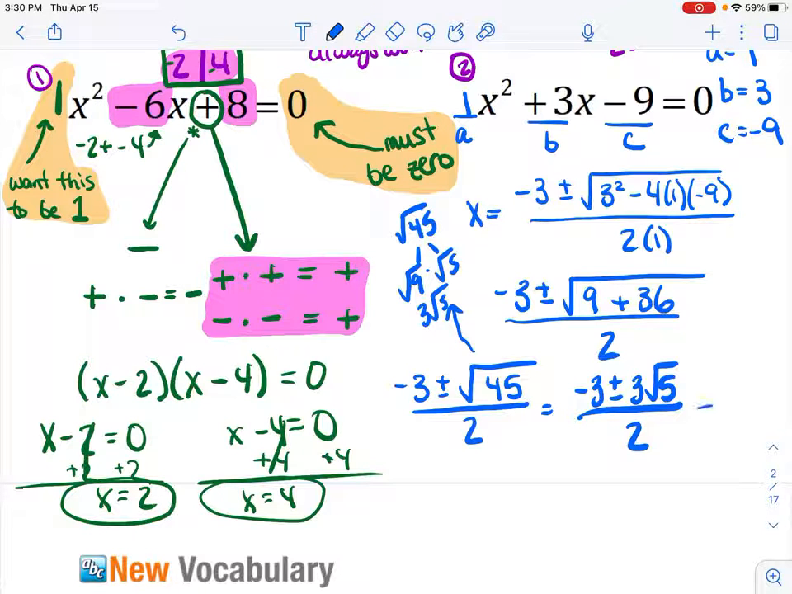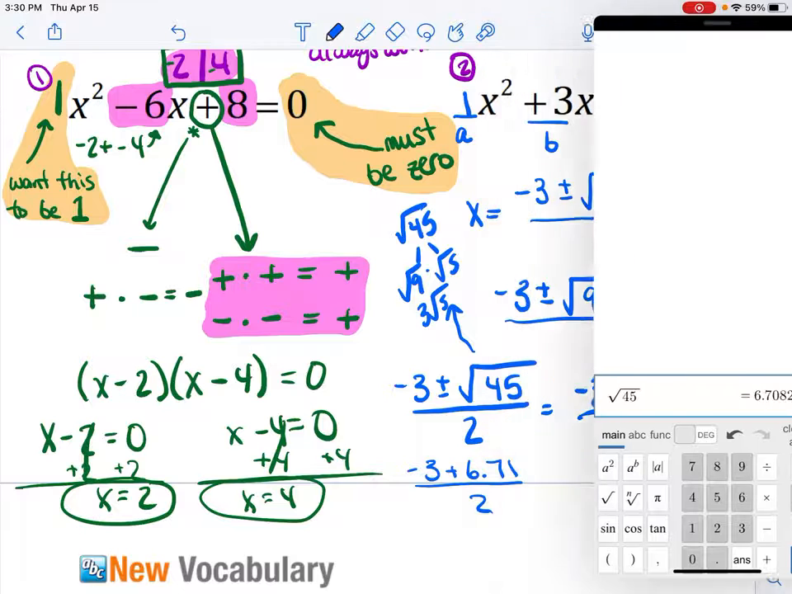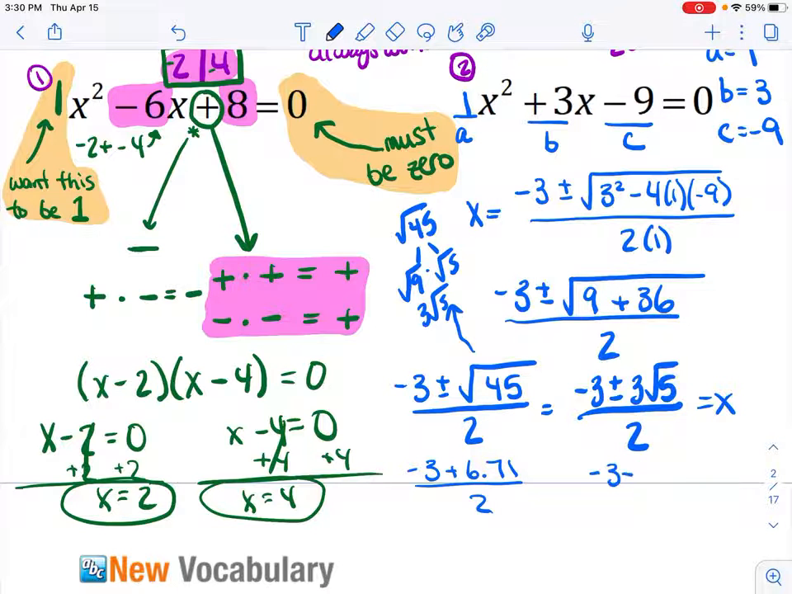If it asks you for a decimal, actually it's going to be 2 decimal solutions. You can find the square root of 45, and you can take -3 plus 6.71 divided by 2, and -3 minus 6.71 divided by 2. Notice we have to do it 2 ways, plus and minus, because of the plus and the minus in our quadratic formula.